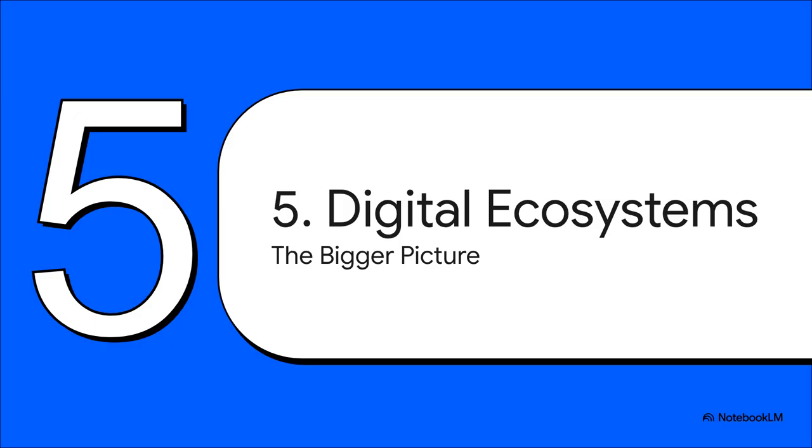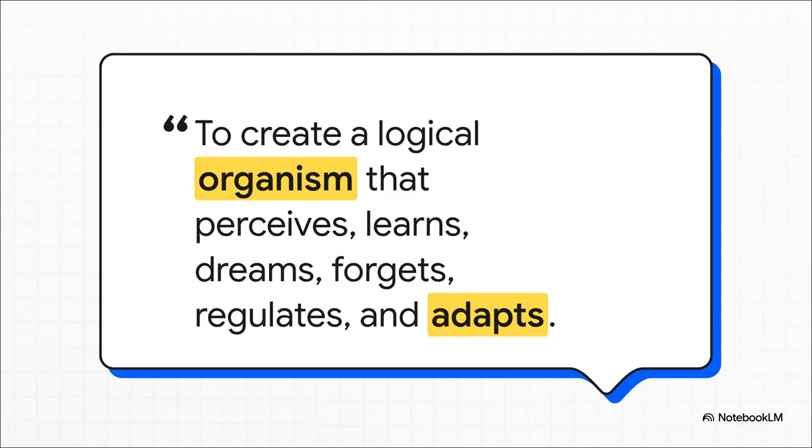Now, this is all fascinating for a single agent, but why does this really matter in the grand scheme of things? Because building one digital organism is just the first step. The ultimate goal here is to lay the foundation for entire digital ecosystems. The project's vision statement really just says it all. The goal is to create a true, logical organism that can do everything we associate with basic life. It perceives, it learns, it dreams, it forgets, it regulates itself, and it adapts. This sim agent is just the very first seed.